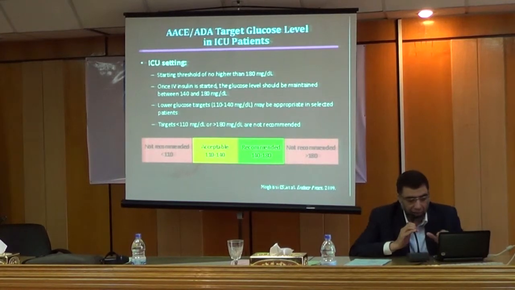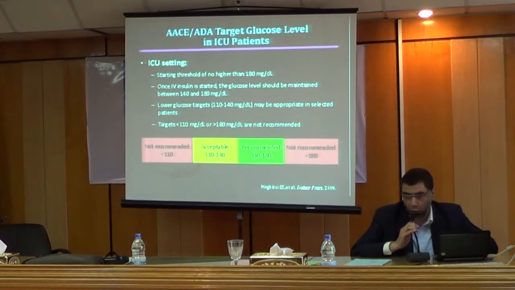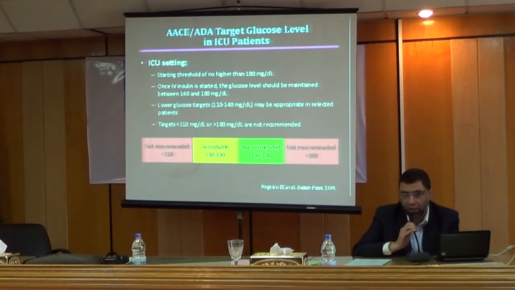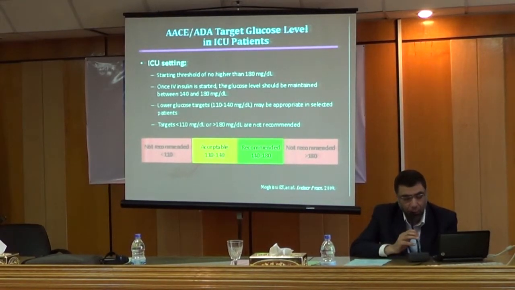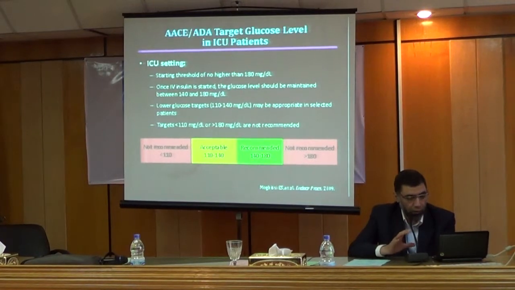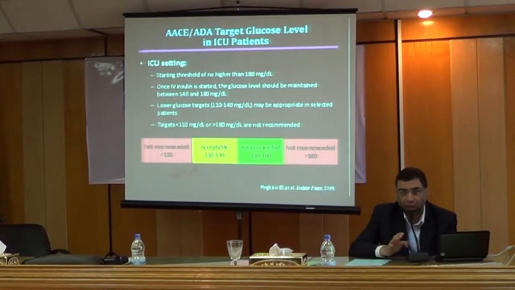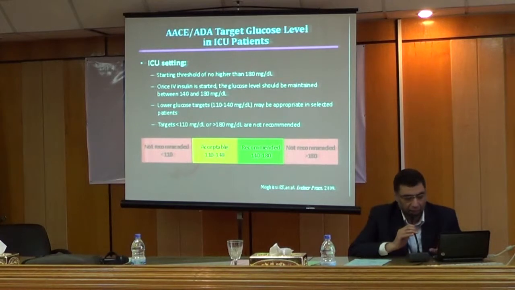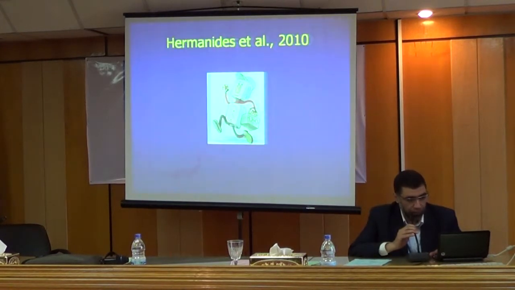The recommended range is the green one, from 140 to 180. Acceptable is 110 to 140 in certain situations. And usually in cardiac surgery they need more strict control for the healing of coronaries. So before they were targeting less than 110, but now 110 to 140 is acceptable. And more than 180 is not recommended. So generally speaking, it is 140 to 180. This is the accepted target until any new studies.